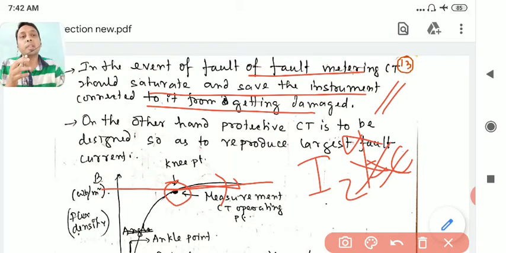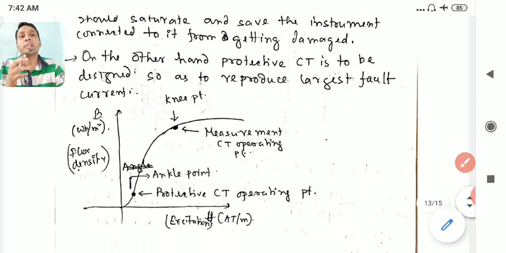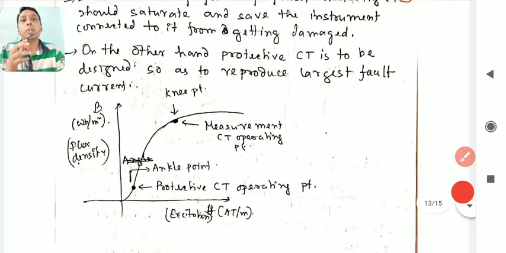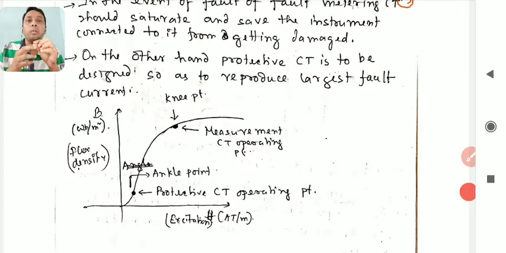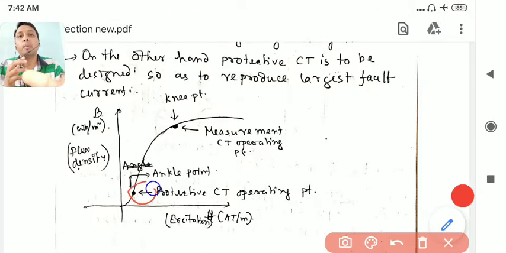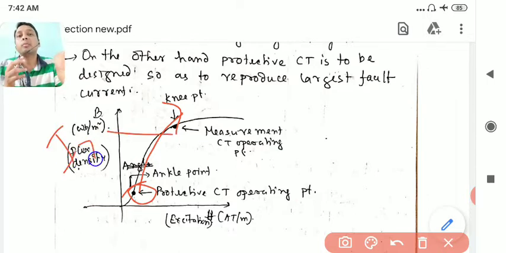But the reverse, in case of protection CT, what do we want? We want to get the results for the highest fault current. So where should my operating point be? The ankle point. Because here you can see, if you increase I, your output is also increasing. So when fault current increases, you will get your faithful I2, as much as we can. We cannot go up to infinity. After some time it will be saturated, but as much as we can.